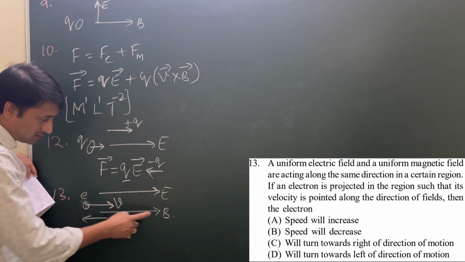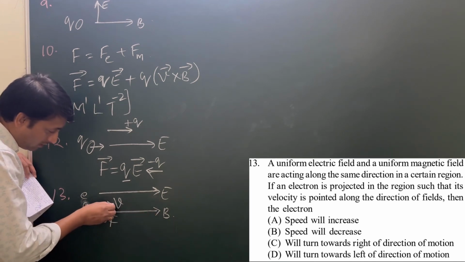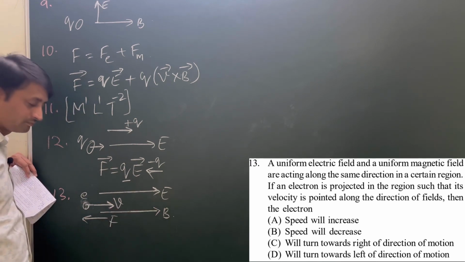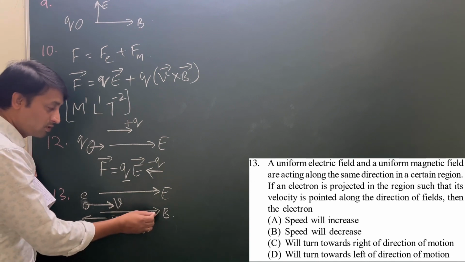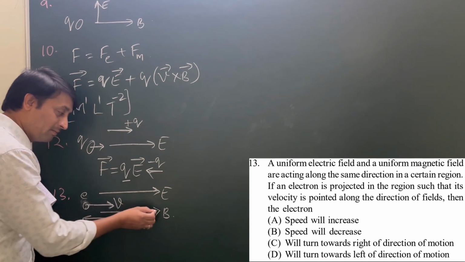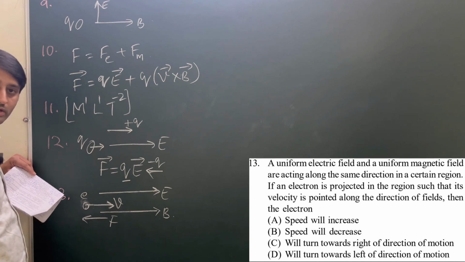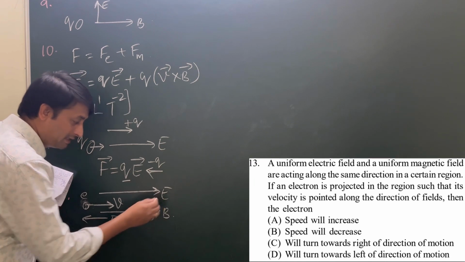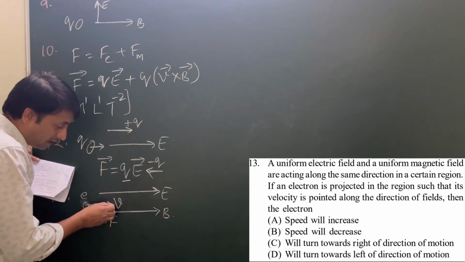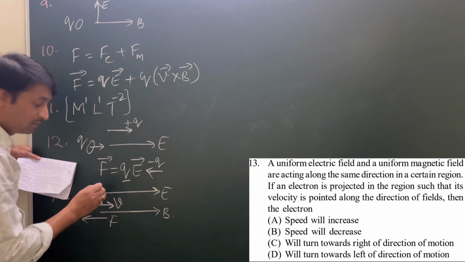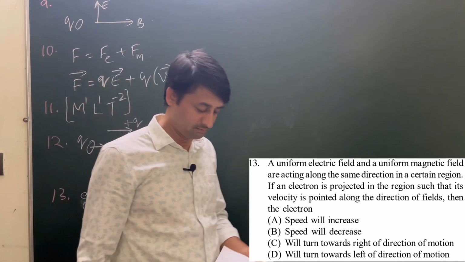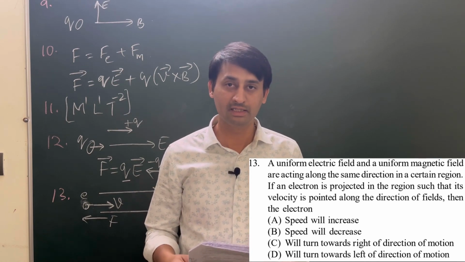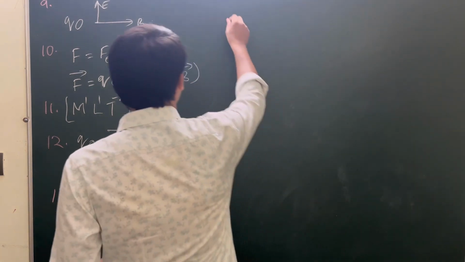Similarly, this electron is moving in a magnetic field. The velocity of the electron and the magnetic field are along the same line, theta equal to 0. Then the force acting on this electron by the magnetic field is equal to 0. Here, this electron will experience the force only by the electric field, which is opposite to the direction of velocity. So, the speed of the electron will decrease. Option B is the correct answer. Speed will decrease. Next, question number 14.